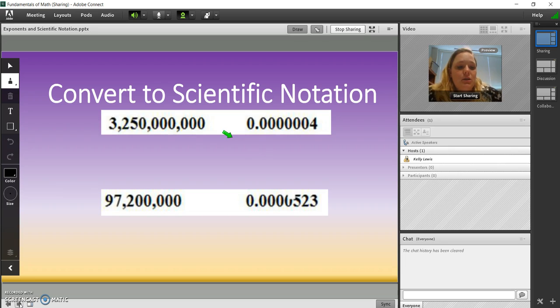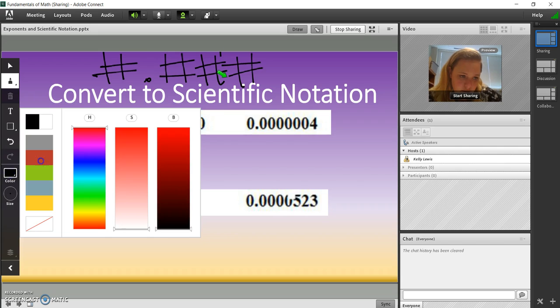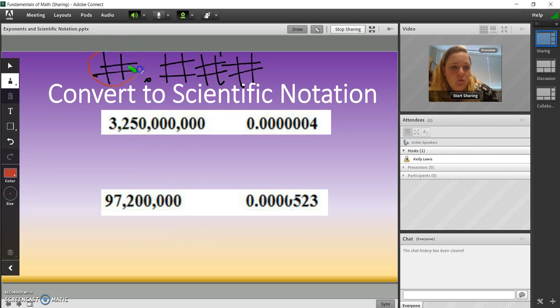All right. You always have to have just one number to the left of the decimal, and then you can have as many numbers as you want on the right. So the decimal needs to go right here on this one, right there on this one, right there on this one, and right there on that one.